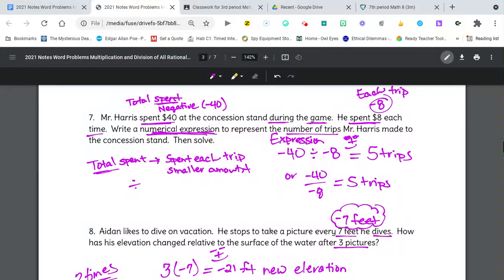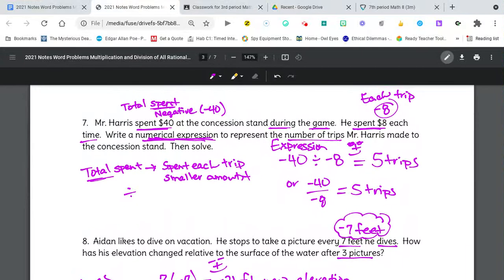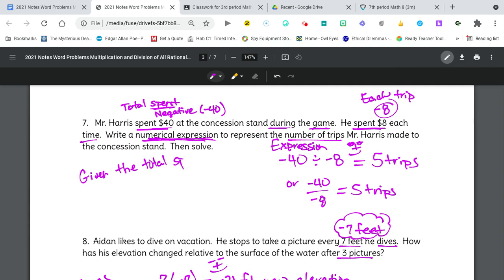Number 7. Okay, we weren't going to a smaller amount. I need to fix this, because it was a better way for me to explain it. That was not the best way. I was given the total spent, and fix this on your paper. I was given the total spent, and I was given the smaller amount spent each trip.